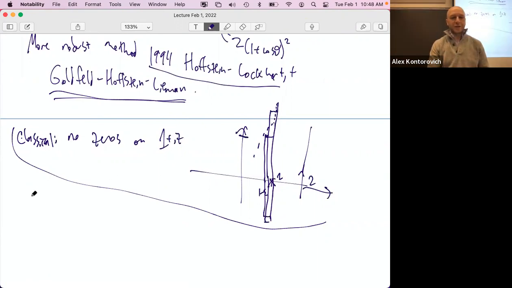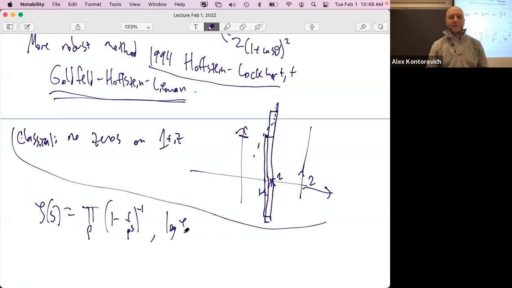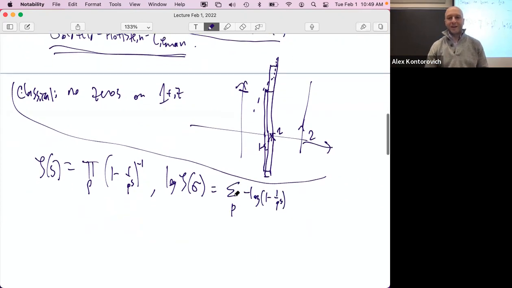Goldfeld-Hoffstein-Lieman idea is. So again, we have zeta of s. Zeta of s is a product over the primes of (1 minus 1 over p to the s) inverse. So let's look at log of zeta of sigma. When I write sigma, I mean the real part of s, so sigma is a real number. So there's no question about log having the property that a product turns into a sum. So I have a sum over the primes of negative log of 1 minus 1 over p to the s, which we now knee-jerk expand into a series over k positive, of 1 over k p to the ks.